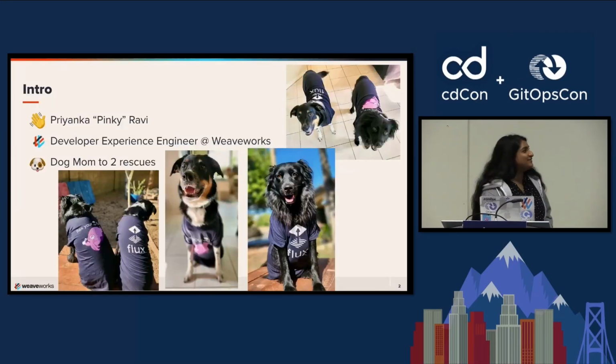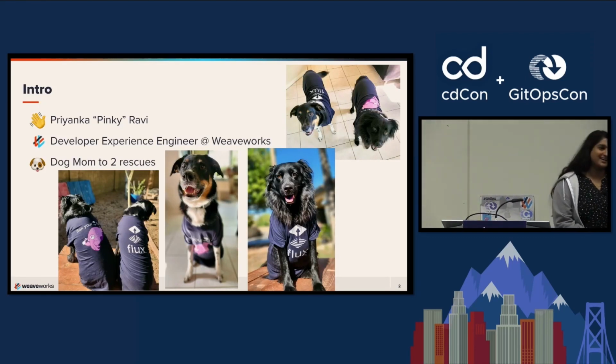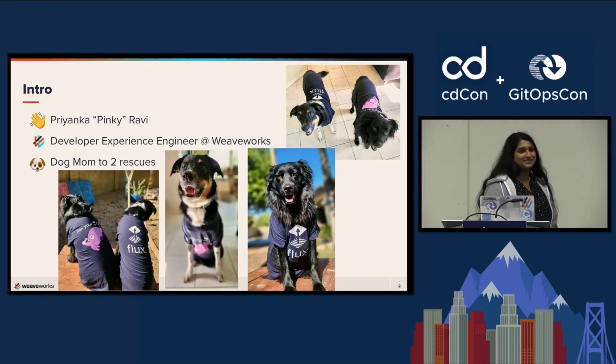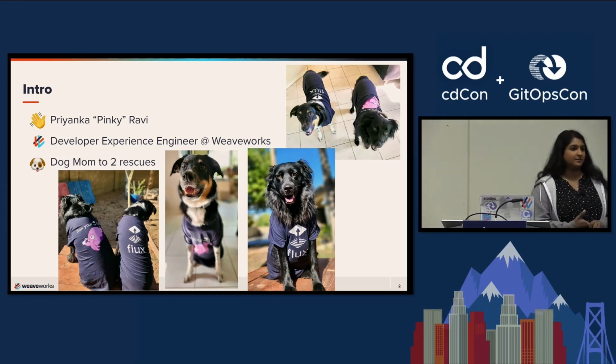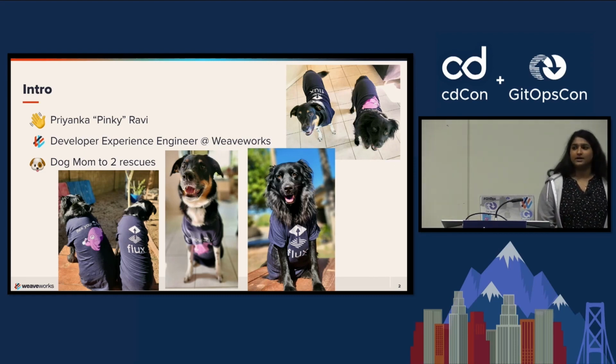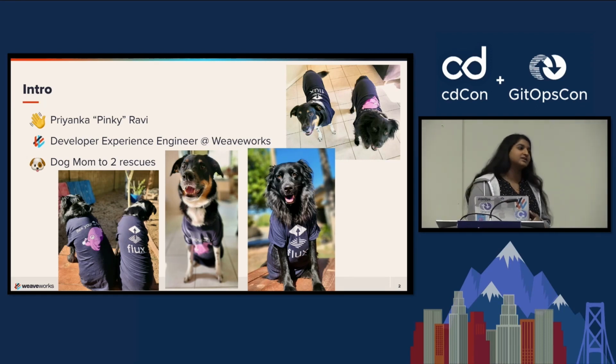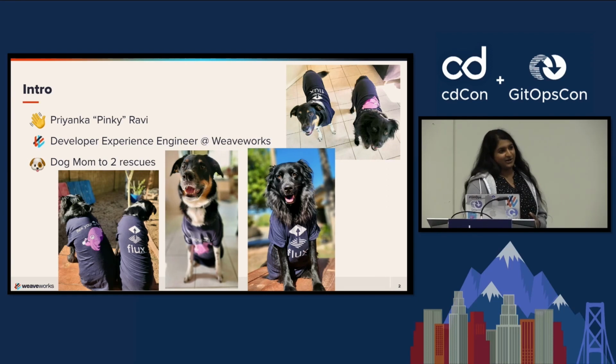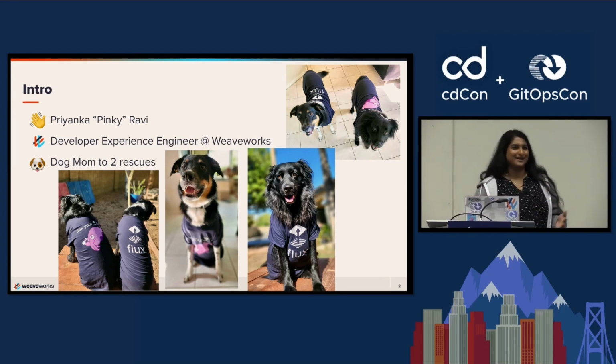So a bit of an intro. My name is Priyanka Ravi. I go by Pinky, and I'm a developer experience engineer at Weaveworks. I've been there for about 1.5 years, and before that, I was at a company called State Farm, where I was on a team called the delivery engineering team, and we helped implement GitOps at the company. So we were using Flux for our Kubernetes platform, and that's how I got introduced to Flux and then the team at Weaveworks. And actually, I took the migration workshop, and that's how I met them.